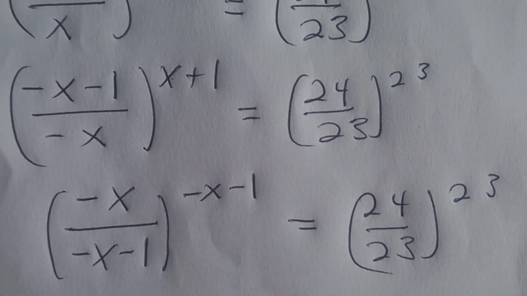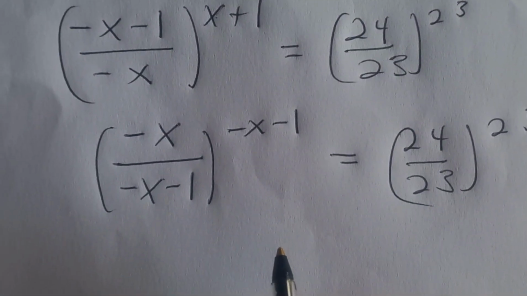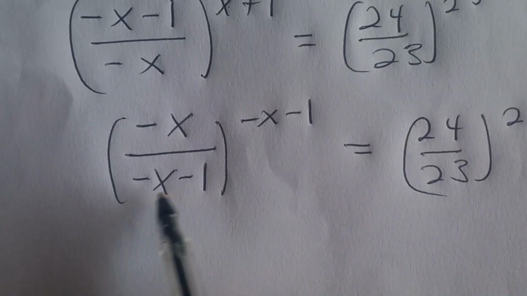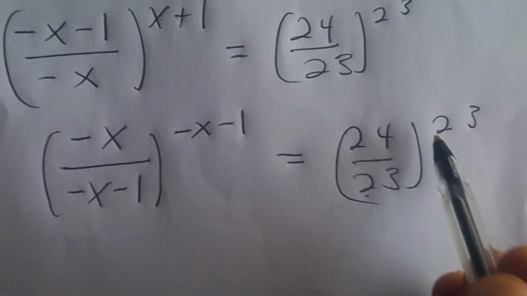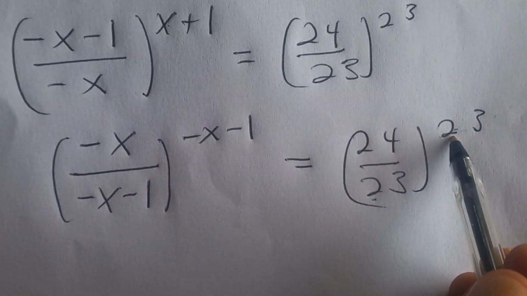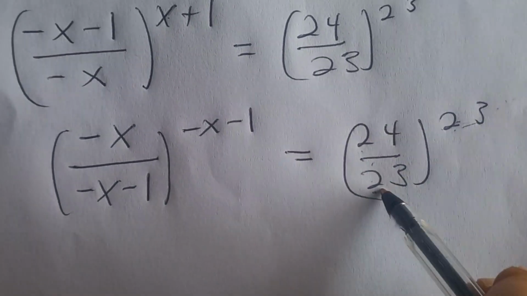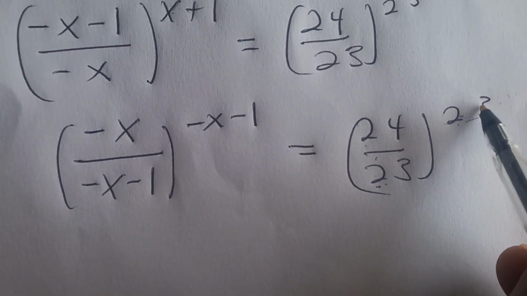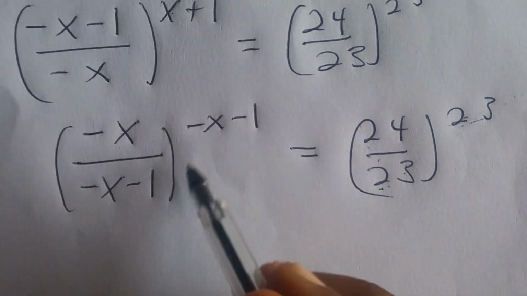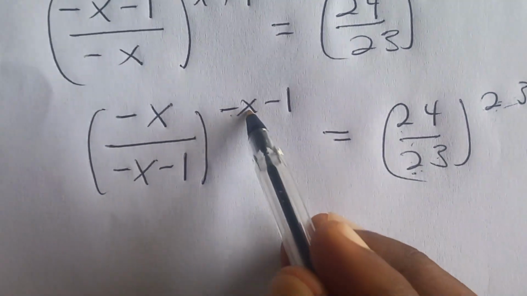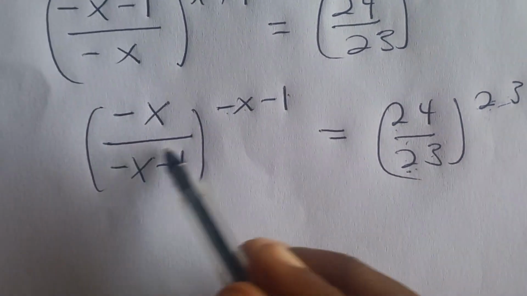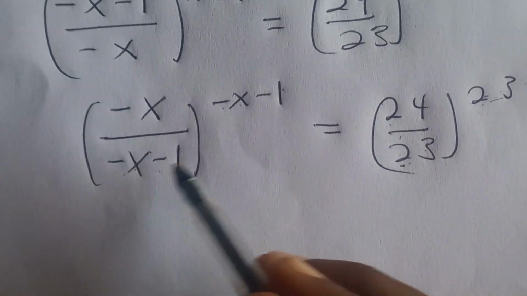Now, let's compare some terms here. You can see that the exponent here is 23. For the right hand side, we have 24 on 23. Comparing terms, you can see that this 23 is the same as this. Now, let's look at this. We have negative x minus 1. The denominator of this is negative x minus 1.